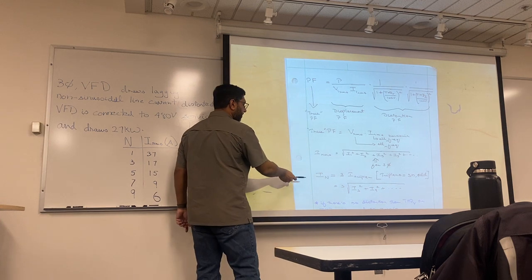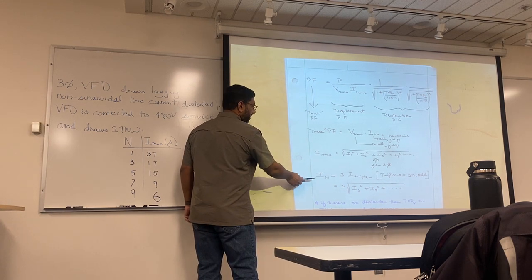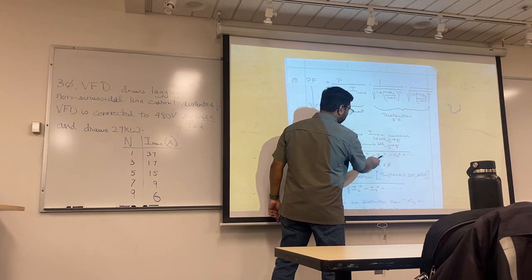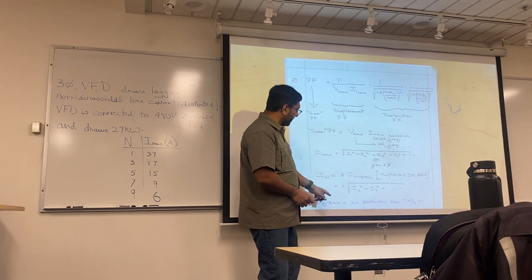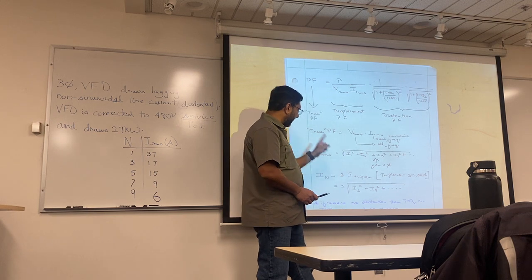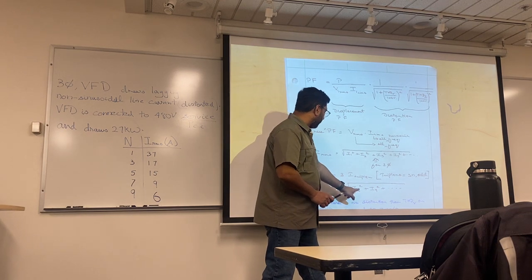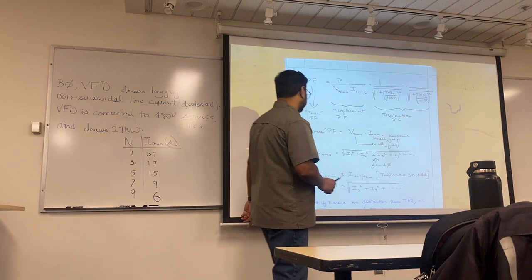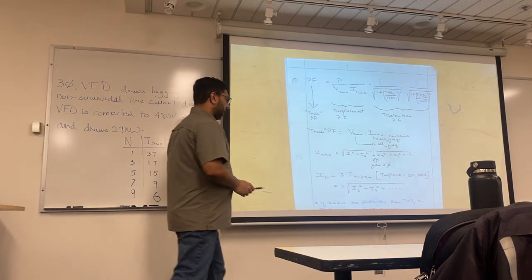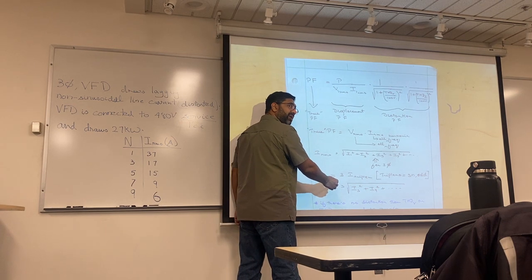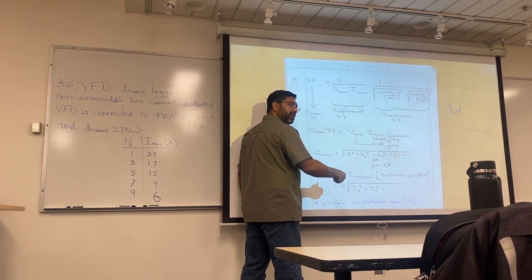But if I ask you to design your neutral, you would avoid 1, you would avoid 5, you would avoid 7. Rather, you would take only your triplets. And again, this is 3-phase that I'm talking about. So 3, 9, etc. and you do that. And don't forget this 3. We just saw that it's 3 times that current.